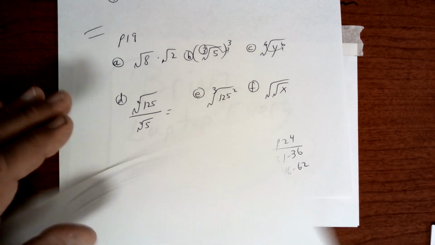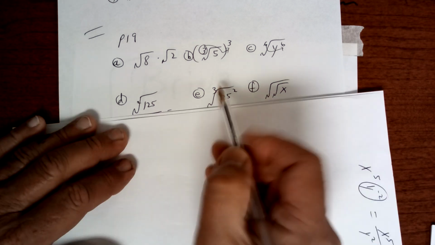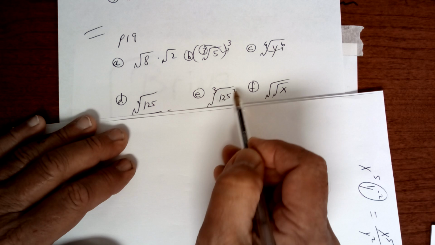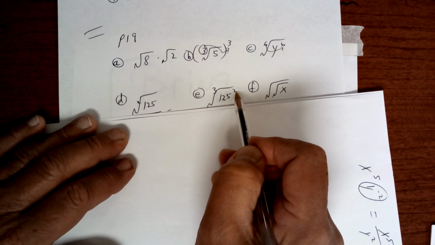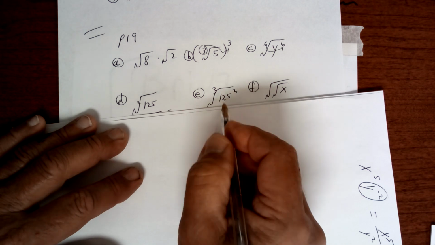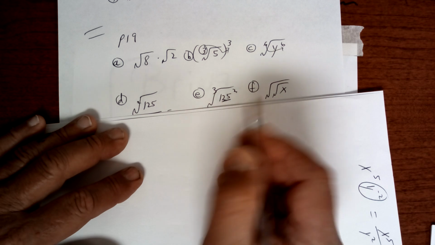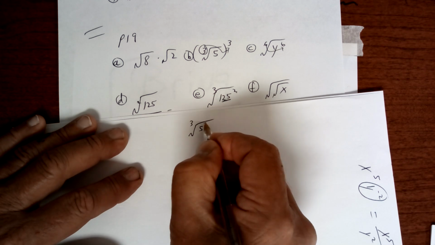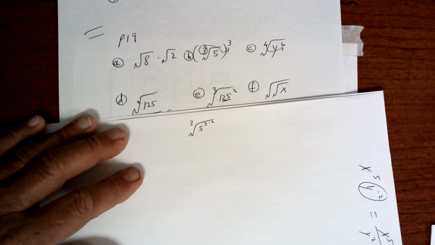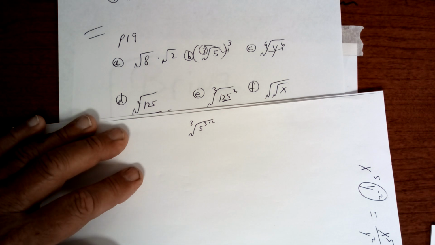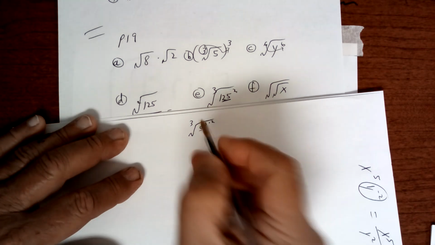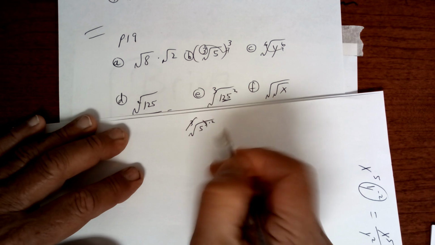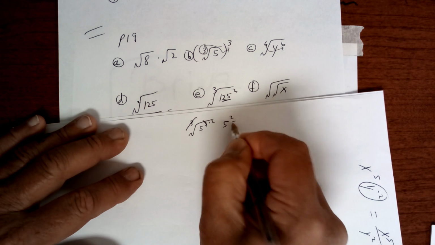This one right here is a little different. This one you're looking for the cubed root. And these are different. Okay? So what you want to say is, do you have 3 of a kind? And the answer is yes. You have 5 times 5 times 5 times 5. So what happens is, these 3's cancel. And so you're left with 5 squared, which is 25.